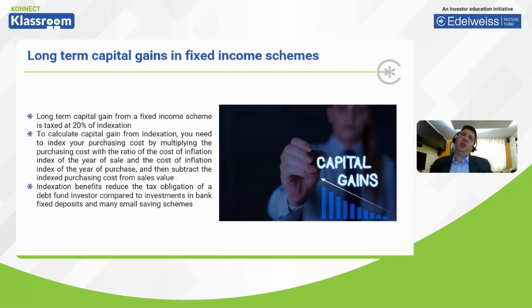Let's now come to long-term capital gains on the fixed income side. When you talk of the fixed income side, long-term capital gains are paid for investments in fixed income which you redeem post completion of 3 years. The way it's done is, you have a purchase cost, and then there is an indexation value in the year of redemption divided by the indexation value in the year of purchase, and whatever this value comes to, you subtract it from your sales price. I'll give you an example to build this up, so don't worry, to make this easier.